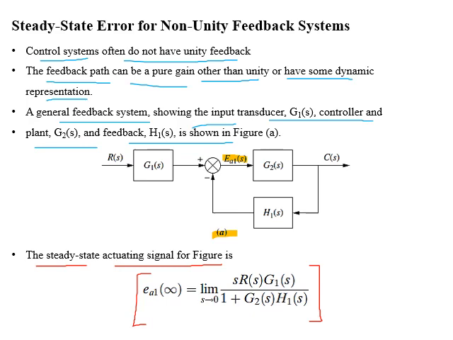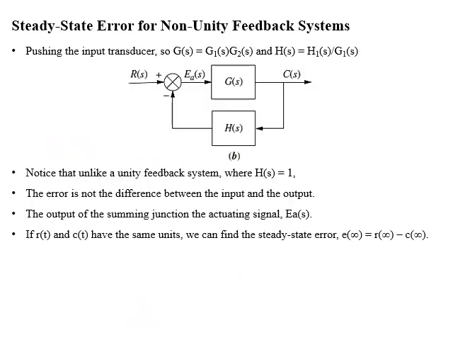Dear students, now we can find steady-state error for a non-unit feedback system by two methods: either by making calculations and developing a relation for steady-state error, or by converting a non-unit feedback system into a unit feedback system. Now we will make steady-state error analysis for a non-unit feedback system by converting it to a unit feedback system.